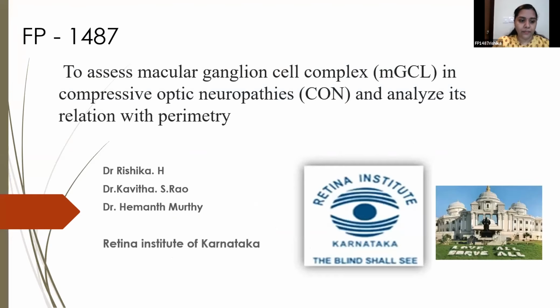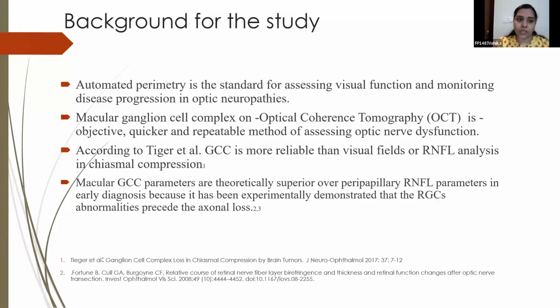Good morning, everybody. I'll be talking about a study to assess macular ganglion cell complex in compressive optic neuropathies and to analyze its relation with perimetry. The background for the study was that automated perimetry is a standard for assessing visual function and monitoring disease progression in neuropathies. Macular ganglion cell complex in OCT is an objective, quicker, and repeatable method of assessing optic nerve dysfunction.